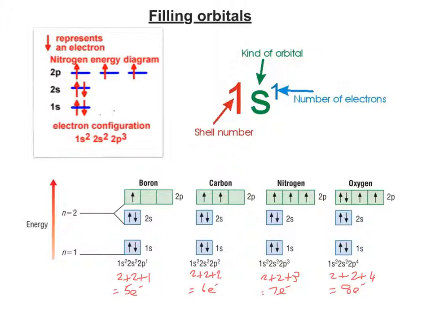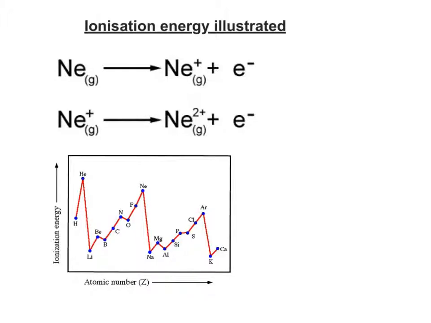So let's now look at the evidence for this model. Why do we use this model instead of the simple shells? I've mentioned ionization energy several times. Okay, so looking very quickly at ionization energy, which we defined earlier, there's a way you can write it out as an equation. So the equations at the top represent the first and second ionization energies of neon.